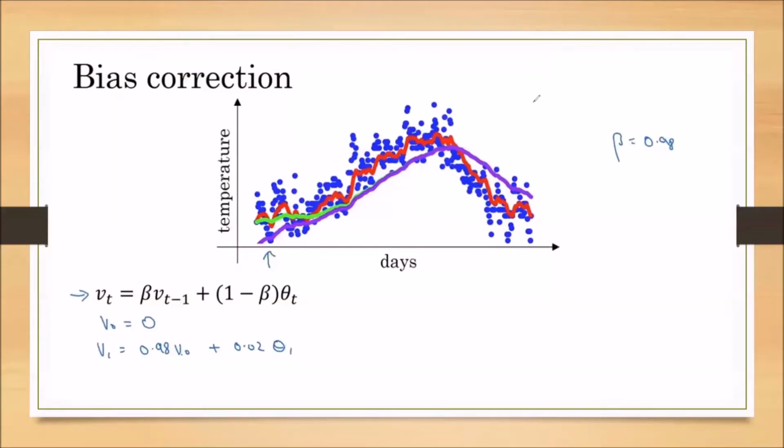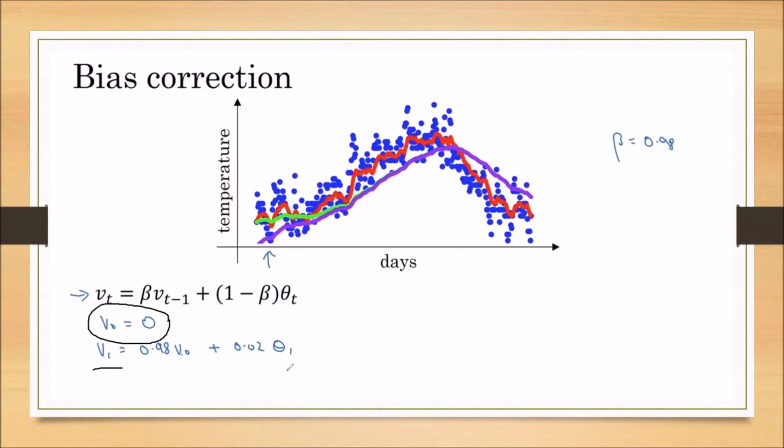Now we are discussing a small topic called bias correction. So far we have discussed the exponential weighted average, or moving average. The problem with the exponential weighted average is that in the initial stages it fails to give the real average value. For example, we can check. What if V0 is equal to 0?